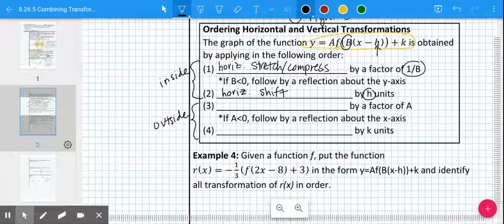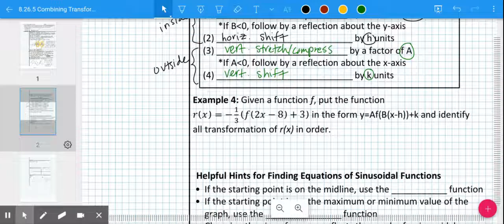Now the outside things are more intuitive. When I work my way out, I go in the order I want to. So I do that times a first. So I'm going to do a vertical stretch or compress, and I don't have to flip the a this time. I just do it right by the a. So if it's a times 3, then I'm stretching by 3. Again, if that a is negative, do the reflection right there in that step, reflect over the x-axis. And then the very last thing I'll do is this plus k, which is going to be a vertical shift by k units up or down, depending on the sign.